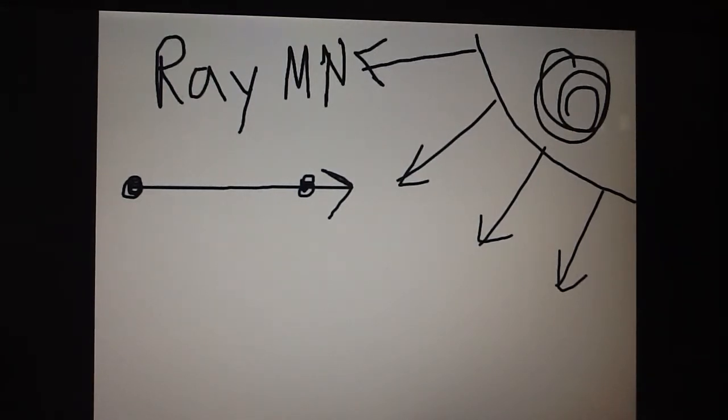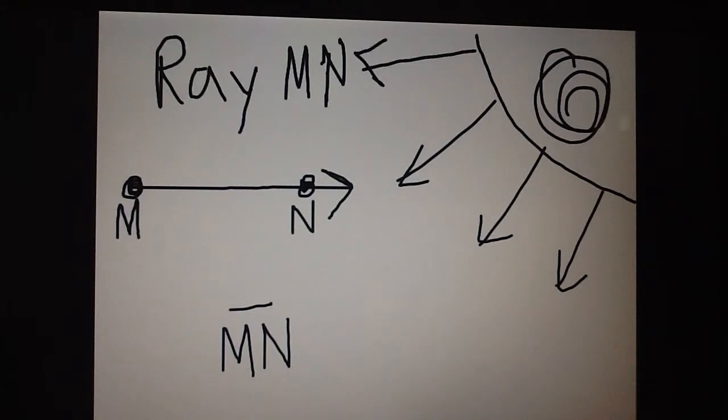How would we label this? Would we put the M on the left side or the right side? The left. Right, the left side. You always put the first letter on the starting point and the last letter on the continuing point. Now let's name our ray. M, N, and what would we put over the top? We put a line with one little arrow. Good.